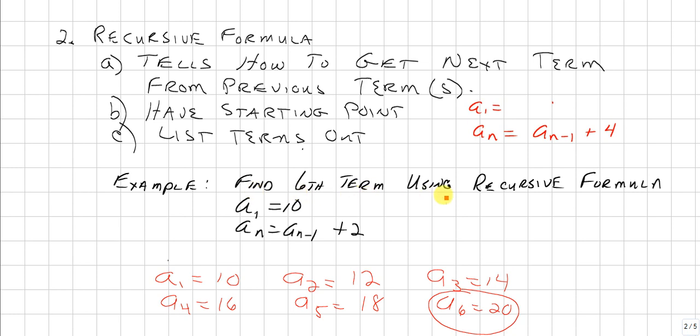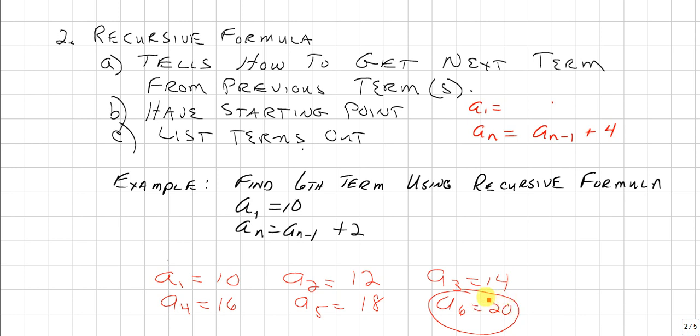Find the 6th term using the recursive formula, and here it gives me a formula. It says the first term is 10, and to get to the nth term, I take the previous term, that would be a sub n minus 1, plus 2. So this is how I would find the 6th term. I know the first term is 10. Now to get the second term, I would add 2 to the previous term. So that would be 10 plus 2 is 12. Then to get the next term, I add 2 again. Get 14. Then I get 16. Then I get 18. Then I get 20.